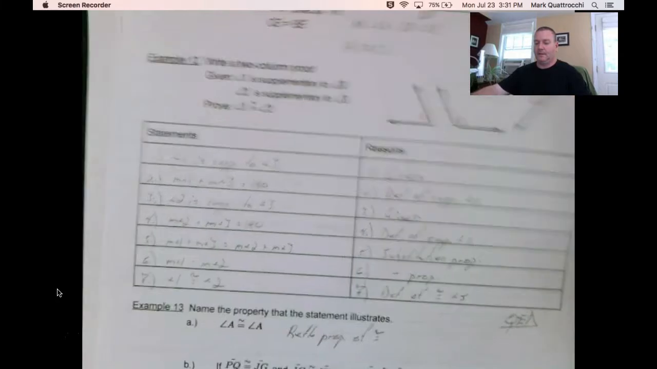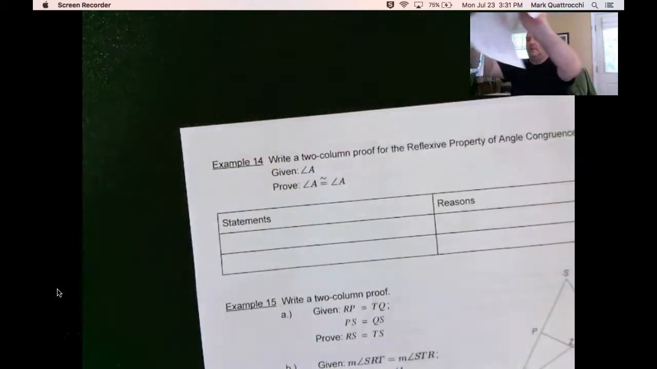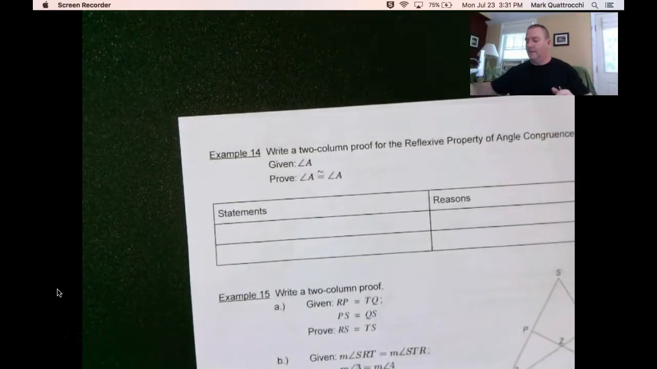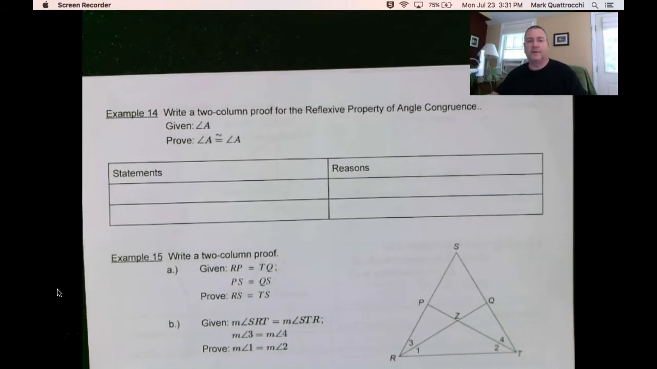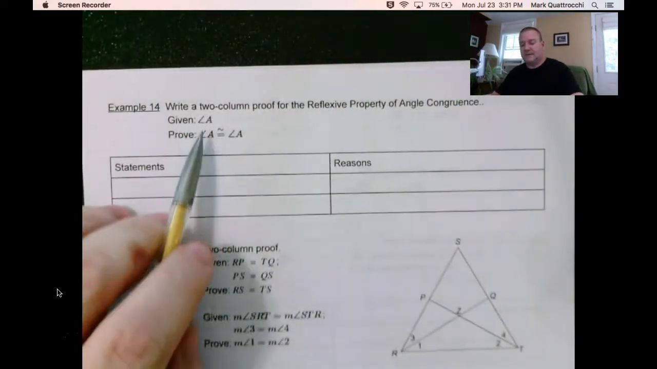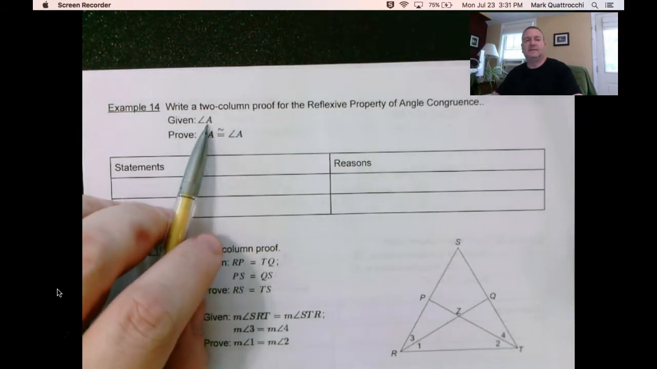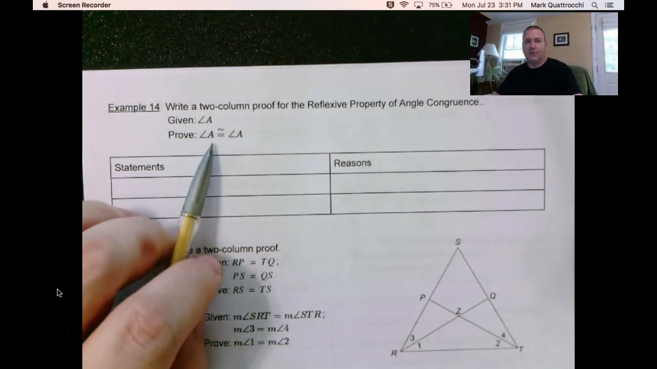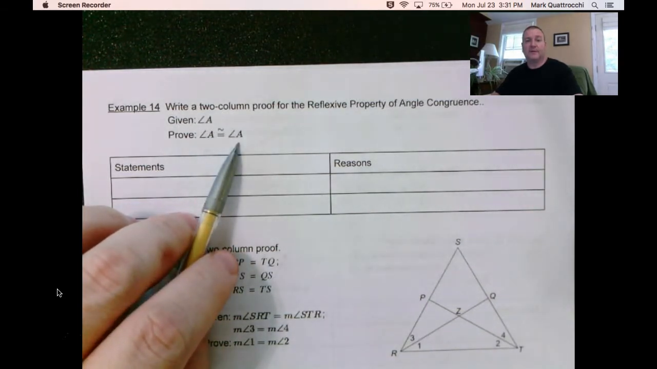Okay. Example 14. Write a 2-column proof for the reflexive property of congruence. So we have this angle A. We're given angle A. Basically, what does that mean? That means that angle A exists. We're given that angle A exists. Our goal is to prove that angle A is congruent to angle A, the reflexive property of congruence.